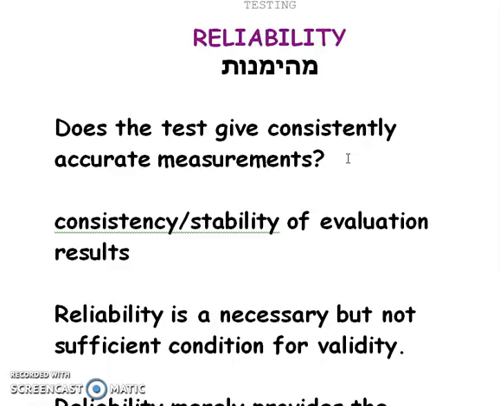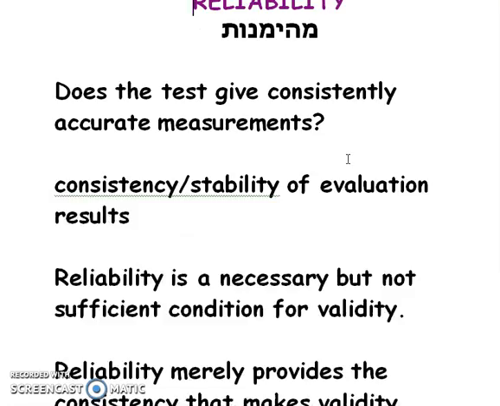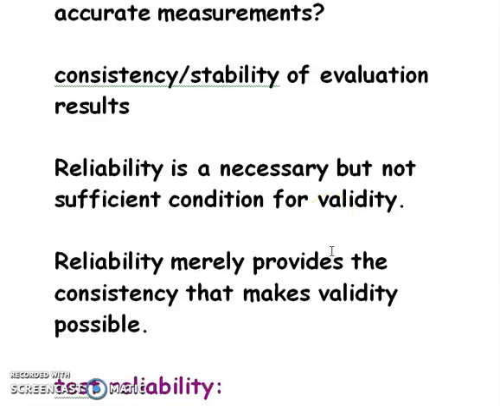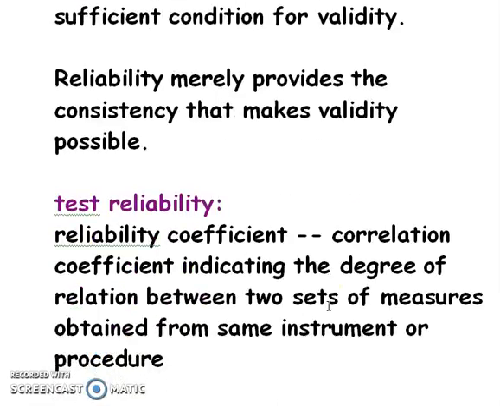So again, the test is a thermometer. We're talking about consistency and stability of evaluation results. Now, reliability is a necessary but not sufficient condition for validity. That is, all tests need to be reliable, but tests can be reliable and still not be valid. We'll talk about this in class a little bit later. Reliability merely provides the consistency that makes validity possible.